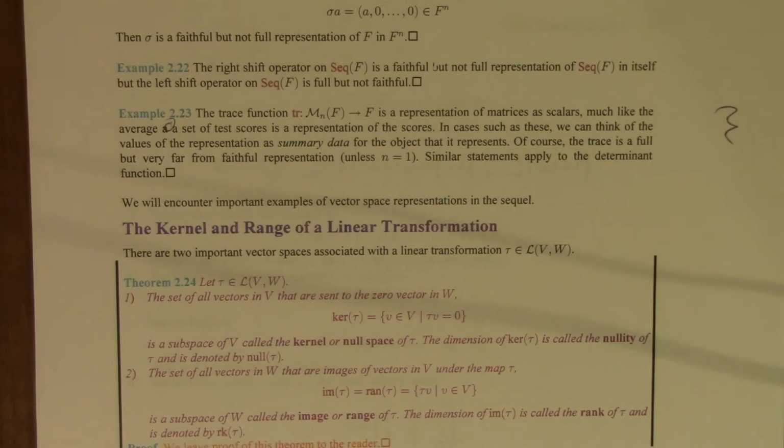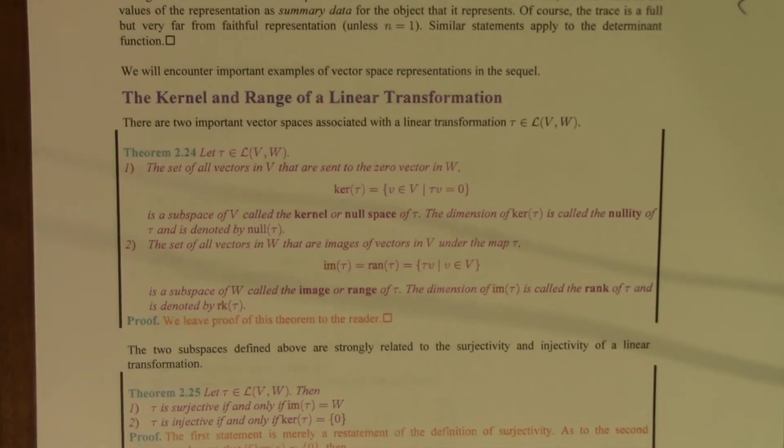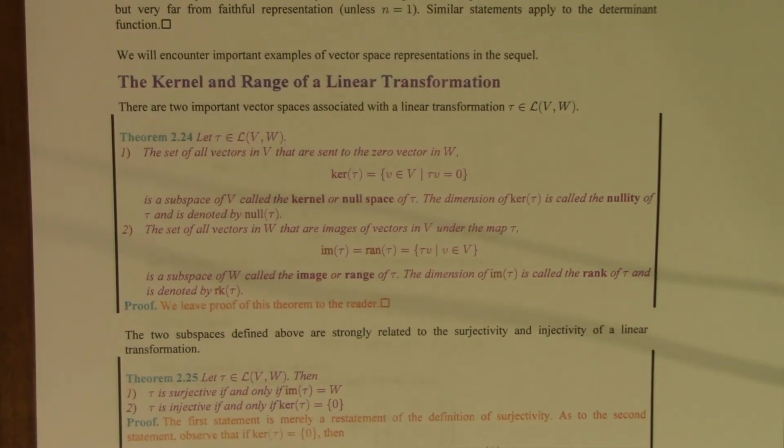The determinant also is a full but not faithful representation of matrices. So I guess that tells us that we cannot say that non-faithful representations are not very useful. The determinant and the trace are quite useful.